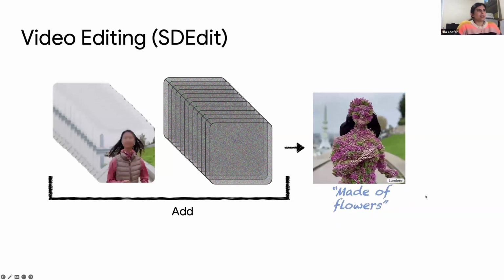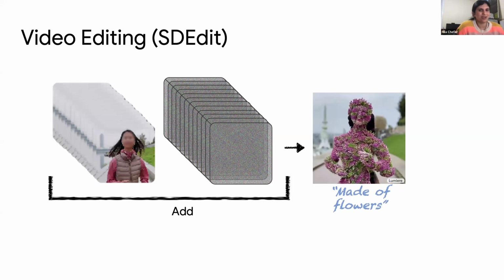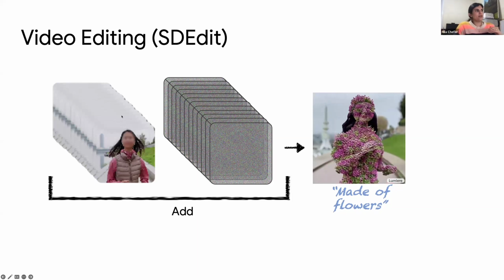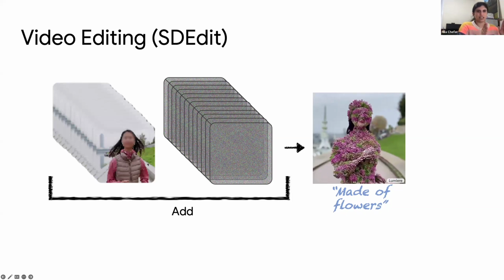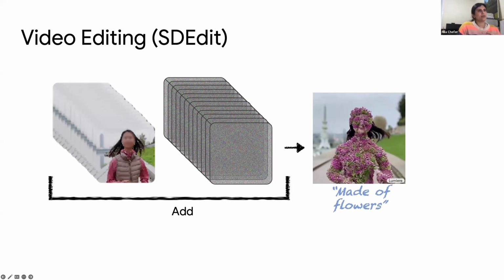Another cool thing that we can do, since Lumiere is an inflated text-to-image model, is basically anything that you can do with the original text-to-image model. This is SDEdit, to show you the editing capabilities of the model. We take an input video and noise it very significantly, and I'll touch on that in a second. Then we denoise it with a different prompt, for example, "made of flowers." You can see that we turned that running woman into a running woman made of flowers.